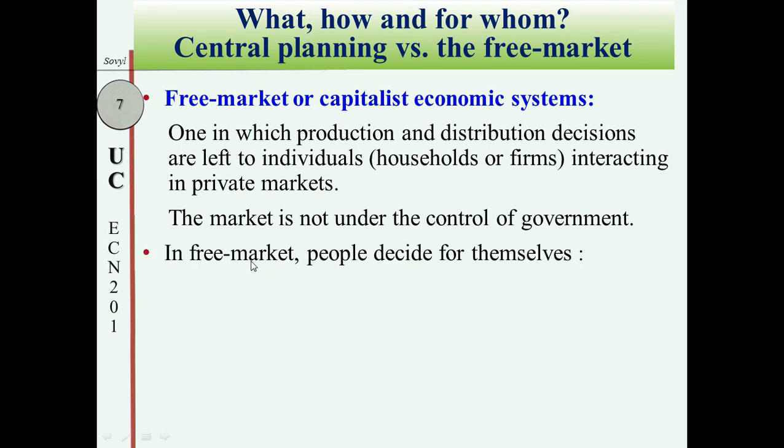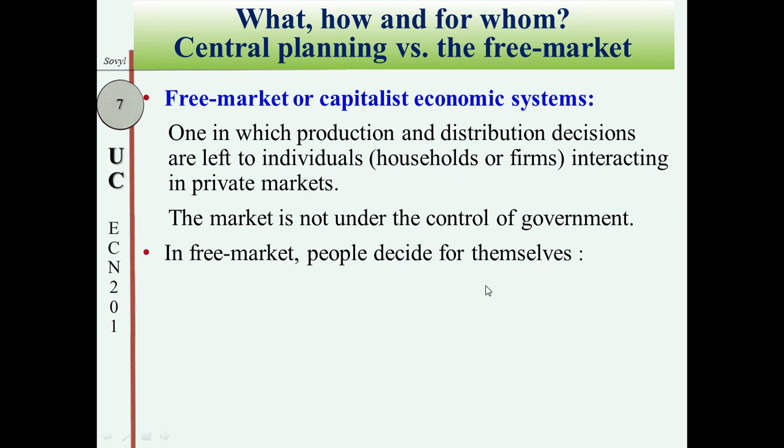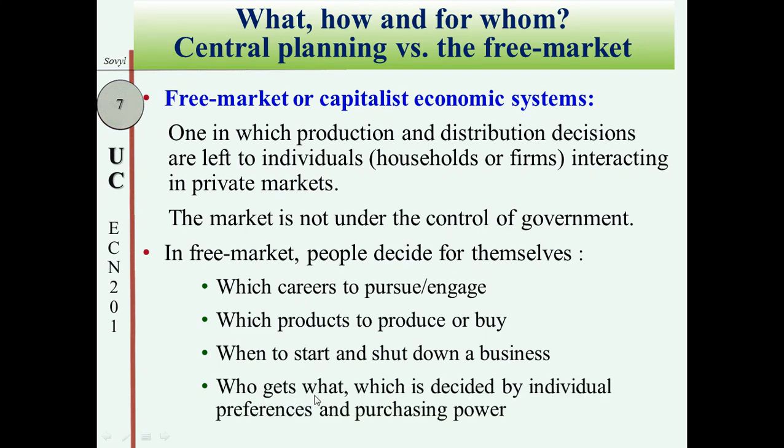In a free market economic system, people decide for themselves. For example, which careers, what jobs you want to pursue or engage in. Which products to produce or to buy. When to start or to shut down a business. Who gets what, who buys what products, depends on their preference. It depends on ability to pay, which is decided by individual preference and purchasing power.